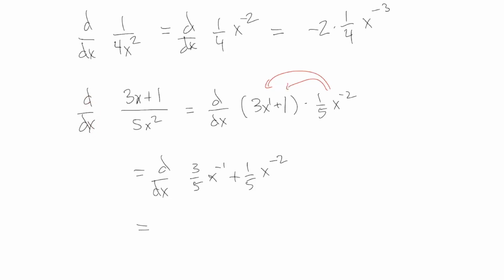I've been writing this d thing every time because I didn't do the derivative yet. But this is the step at which we actually do it. And we get -1 times 3/5 x to the minus 2. That's what happens with the first one. The exponent comes to the front, and then you decrease the exponent. And then plus, same thing, -2 times 1/5 x to the -3 now. And this is my answer.